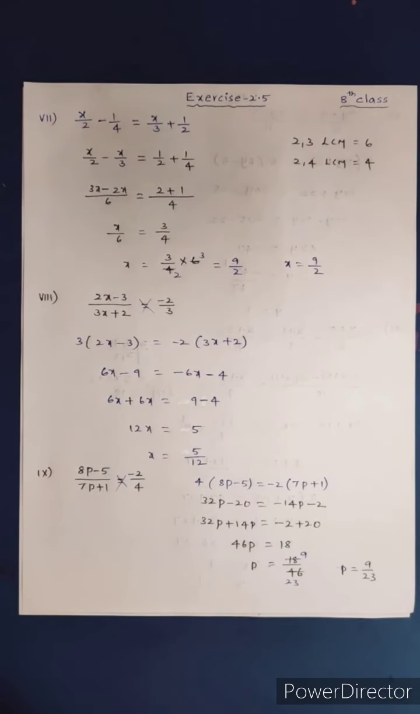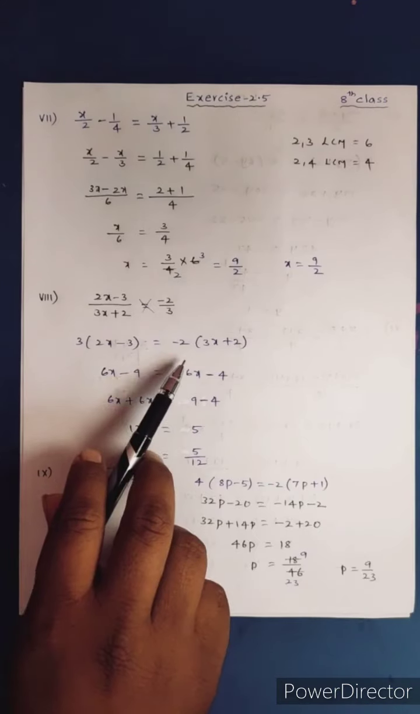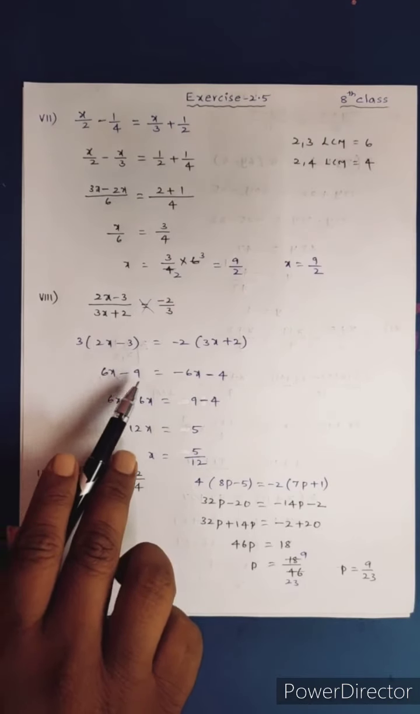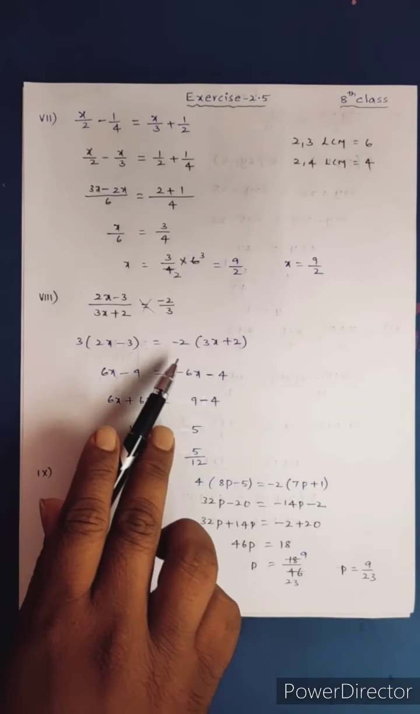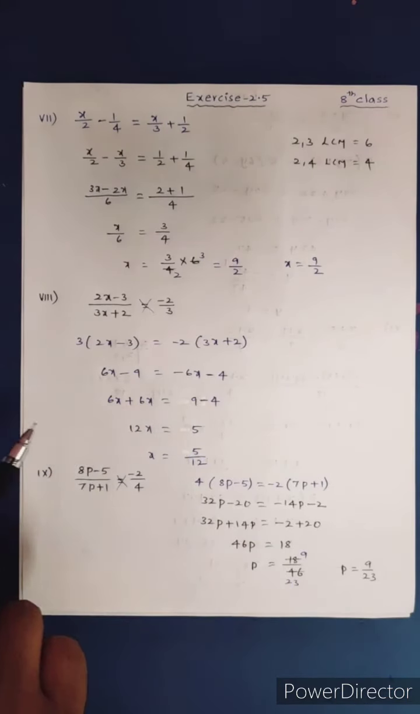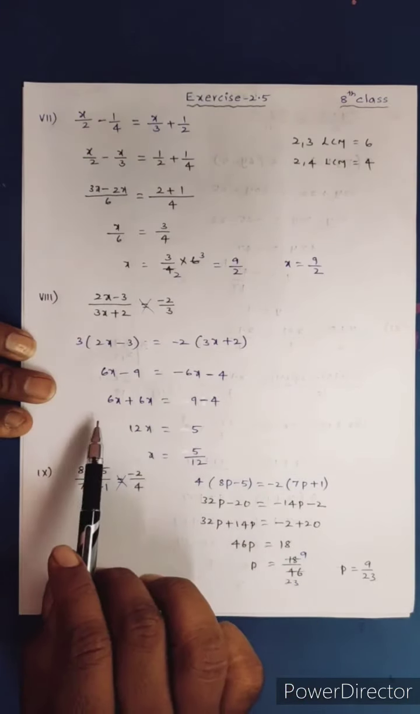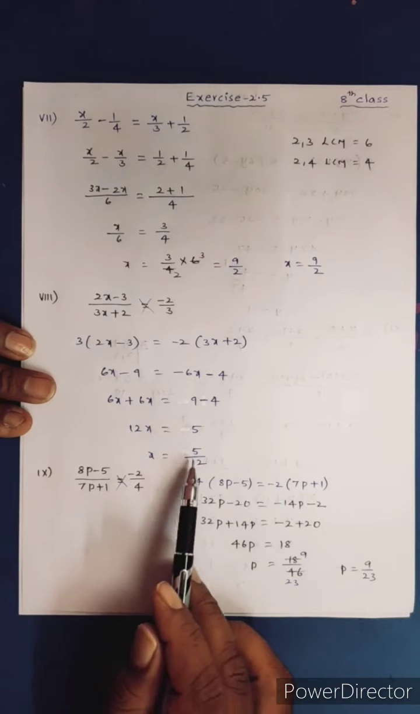Now next, eighth problem. 2x minus 3 by 3x plus 2 is equal to minus 2 by 3. Do cross multiplication. Send this 3 to that side. 3 of 2x minus 3 is equal to minus 2 of 3x plus 2. 3 2s are 6x plus into minus 3, 3 3s are 9, is equal to plus into minus 2, 3 2s are 6x, plus into minus 2, 2 2s are 4. Take all variables on one side. 6x minus 9 is equal to that side plus 9 minus 6x, this side plus 6x, 9 minus 4. 6, 12 is equal to 9 minus 4, 5. x is equal to 5 by 12.